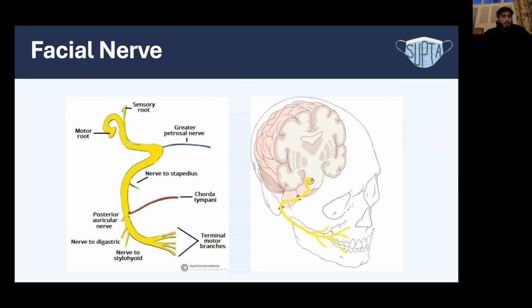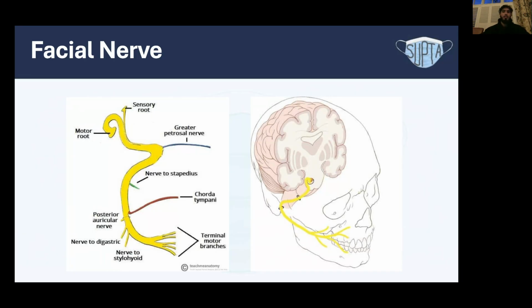It also gives some nerves to the digastrics and also the nerves to the stylohyoid muscles. And then it continues now as the main motor root of the facial nerve. So it continues anterior and inferiorly into the parotid gland. The key thing here is that it doesn't contribute to the innervation of the parotid gland. The parotid gland is innervated purely by the glossopharyngeal nerve.